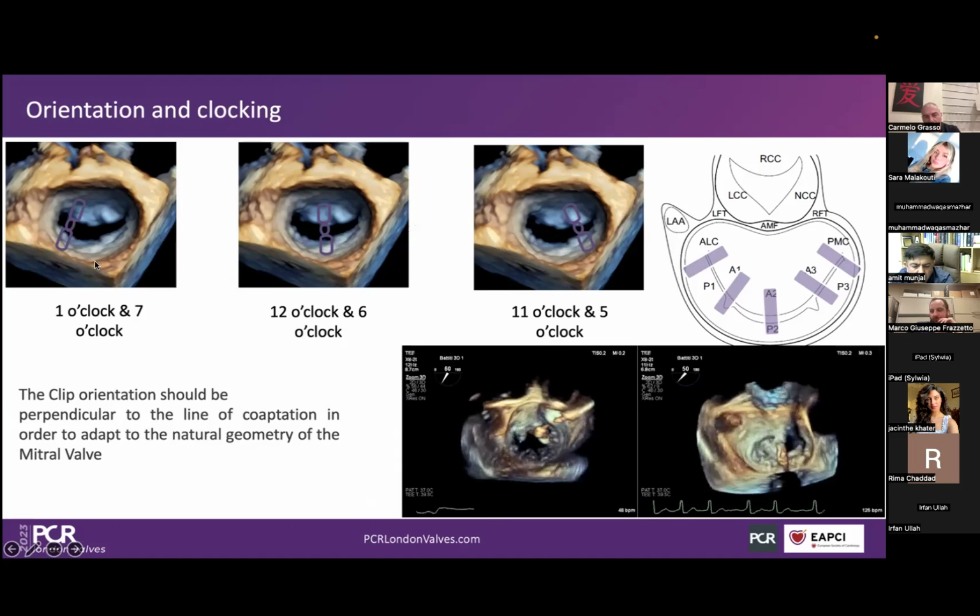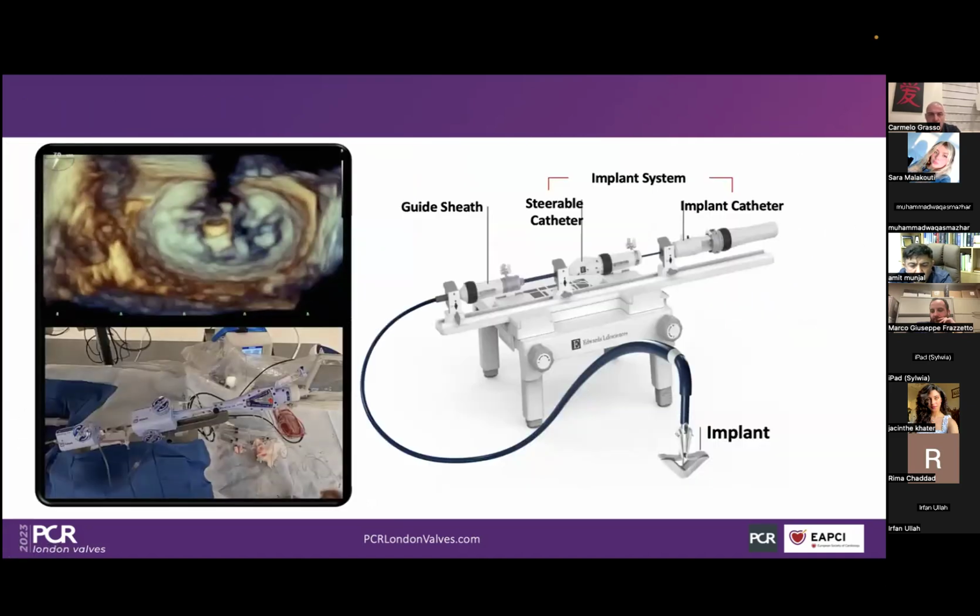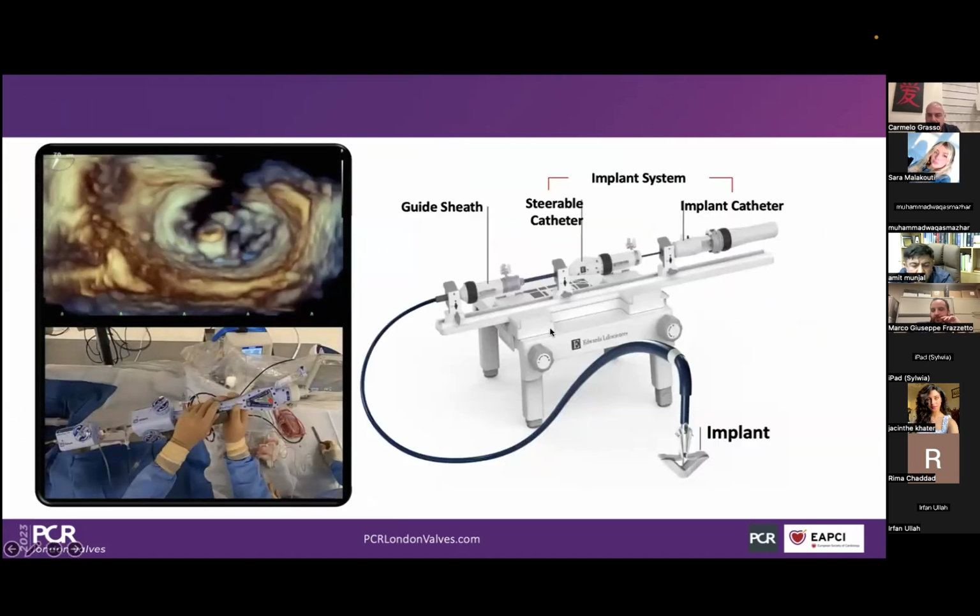It is semilunar. It seems a smile. So if you go lateral, you have to clock your clip, your device, a little bit clockwise to turn 1 o'clock and 7 o'clock to be perpendicular to this line. If you are on the center, so when you deal with a P2 lesion, you should have your device at 12 o'clock. When you are medial, you have to point your device between 11 and 5 o'clock to follow the coaptation line of the mitral valve.